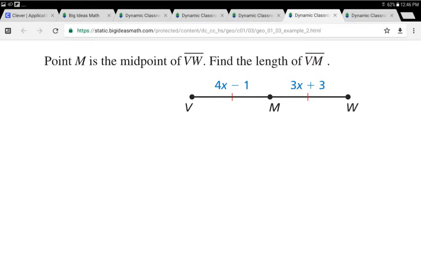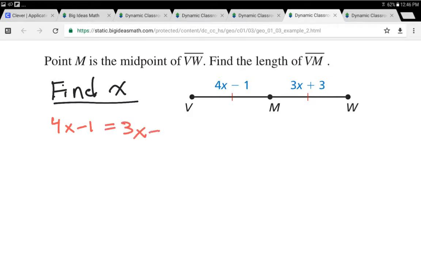So first, we're going to find x. So we'll set up our equation, and we have 4x minus 1 equals 3x plus 3. And we're going to set it up that way because, again, midpoint means it divides the larger segment into two equal lengths, which means that this length here is equal to that length. So we set up our equation to say that.